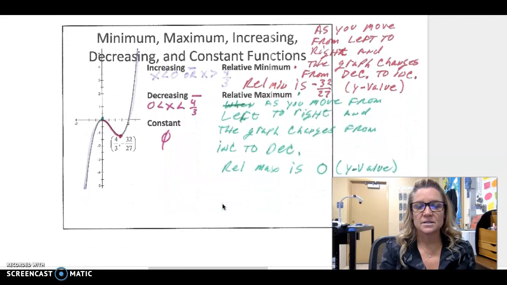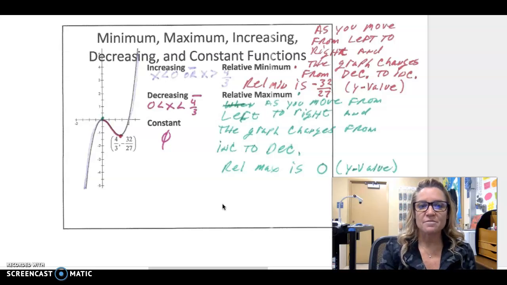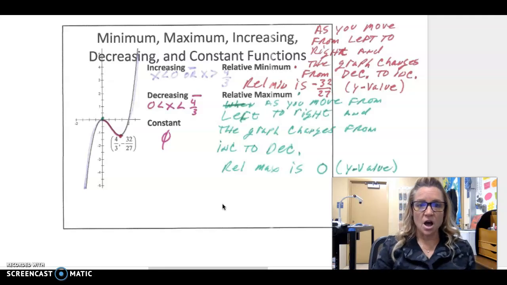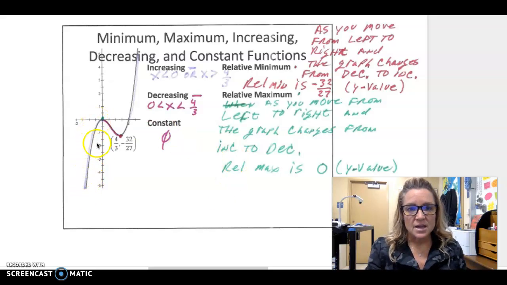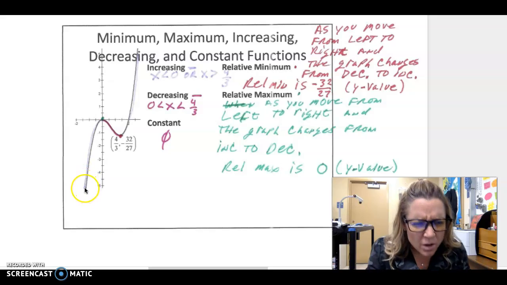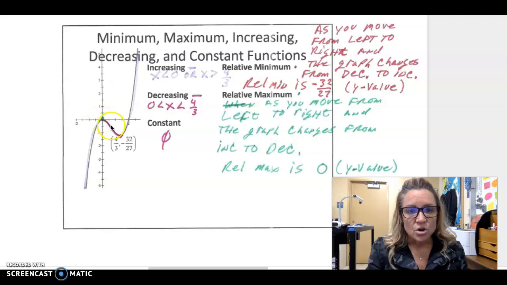All right. Now we're going to talk about when a graph has a minimum, a maximum, is increasing, decreasing, and where it's constant. Okay, so this graph is increasing from negative infinity all the way up to this point, and then it starts decreasing, and then it starts increasing again. So there's two parts for increasing. The first part is from here and backwards, so anytime x is less than 0.